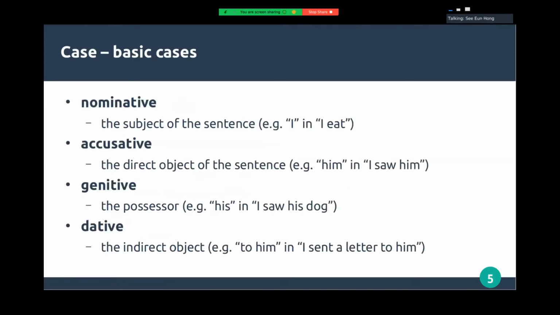So these are some of the basic cases that most languages distinguish. The first three, we've already looked at them. And the last one, the dative case, is the indirect object. So it's kind of like the destination. So in the sentence, I sent a letter to him, I didn't send him, but I sent something to him. So the word letter is in the accusative, it's a direct object, whereas the phrase to him is the indirect object, so it's in the dative case.